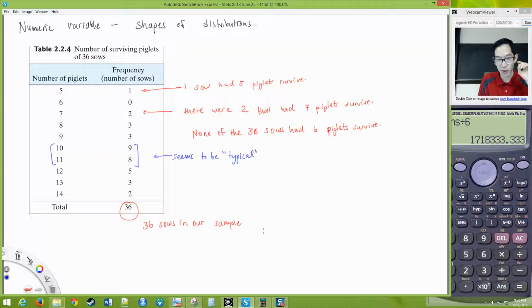Okay, so we can display, so this is one way to summarize, okay? So rather than having a table with 36 rows, we can summarize it with this thing. This is called a frequency table.